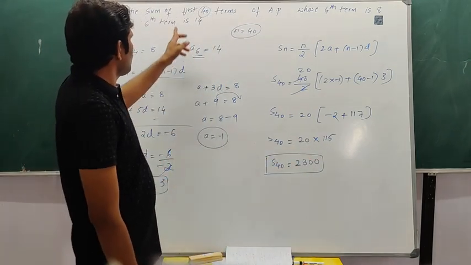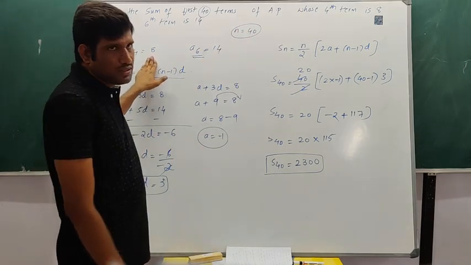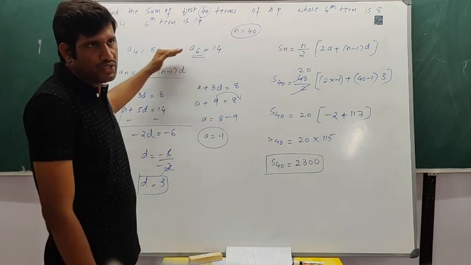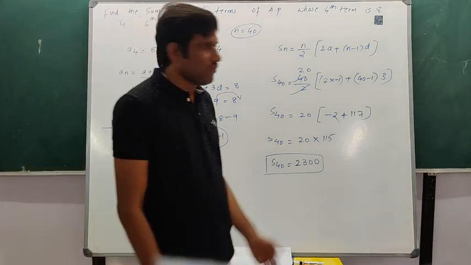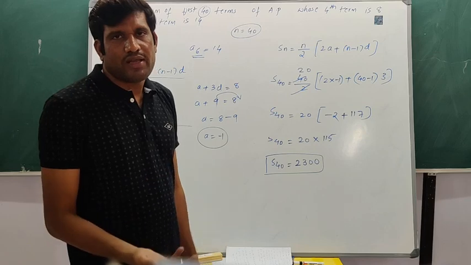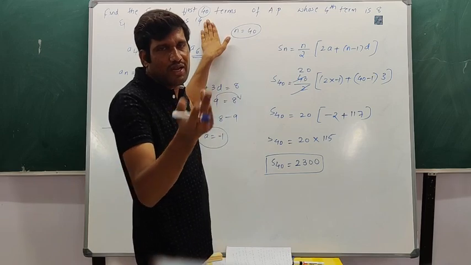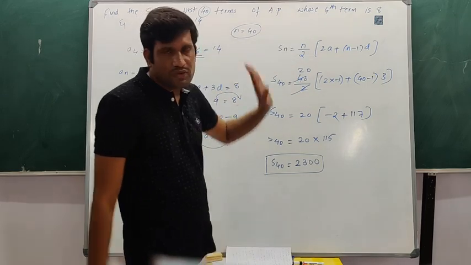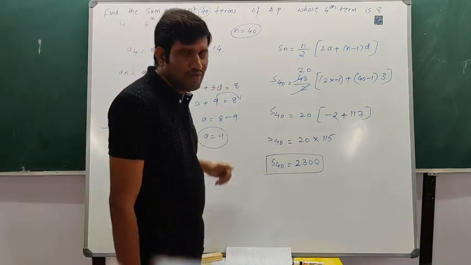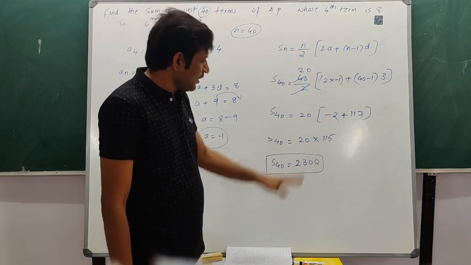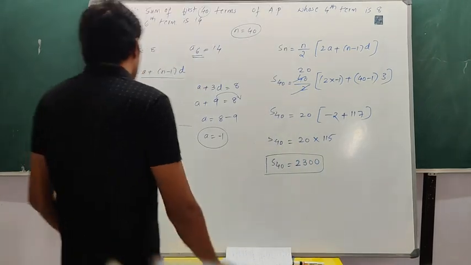Dear students, I already told you, when two terms of an AP are given, we can find the value of A and D. Here the fourth term is 8 and the sixth term is 14. By using these two values and the formula of An, I can find the value of A and D. Once we find A and D, we can use the Sn formula to find the sum of the first 40 terms. In the last problem, they gave the values of A and D directly in the form of a sequence. But here they have not given the sequence. Instead, they have given the fourth term and sixth term. By using them, we can find the values of A and D. Then by using the Sn formula, we can find the sum of n terms. Right? So next problem.